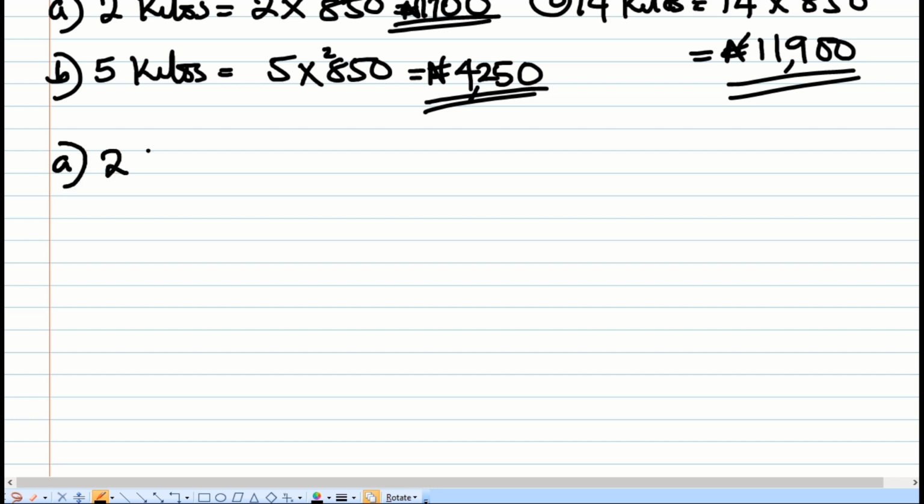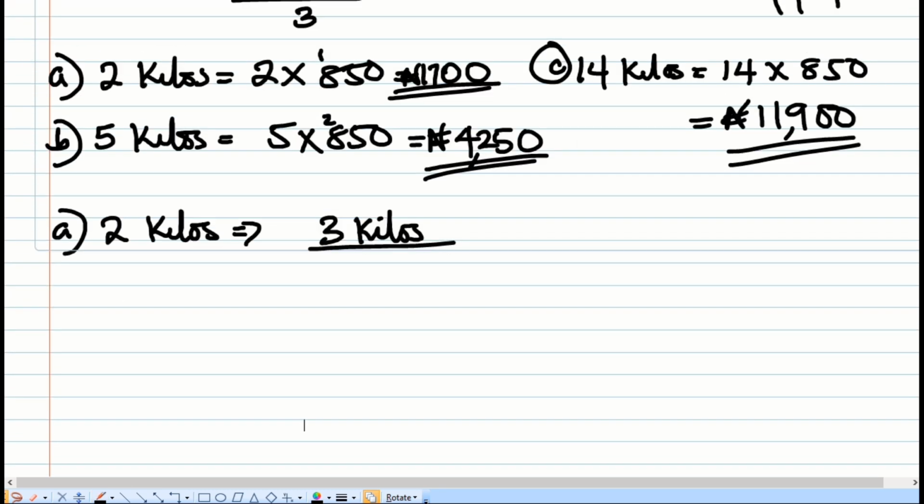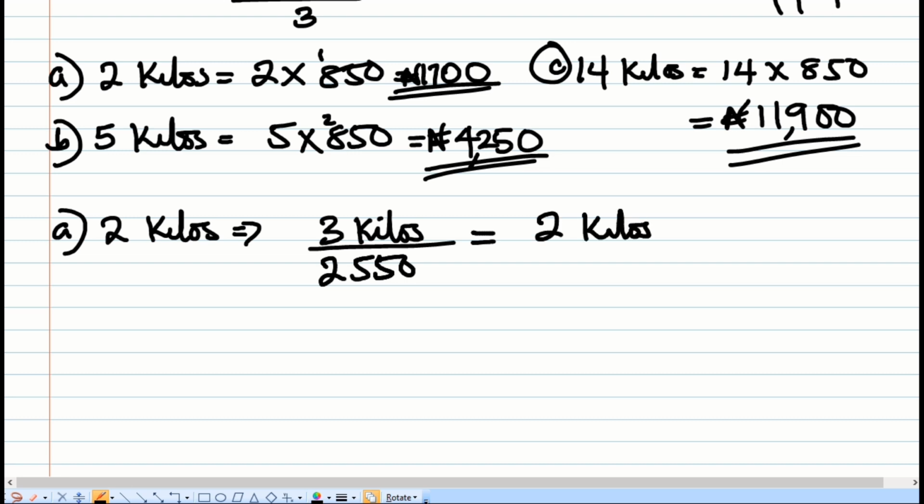So for instance, for the 2 kilos, if I want to use that method, this is another thing you could do. Since you were given from the question 3 kilos, just take the ratio of what you were given. From the question, 3 kilos was how much? 2,550. So just put the 3 kilos and 2,550. It must be equal to, let's say we are looking for the price of 2 kilos now, over the price 2 kilos is going to cost. Now we don't know, we want to find the price because that's what we were asked to find, the cost.